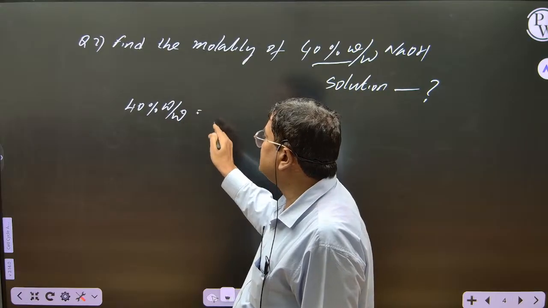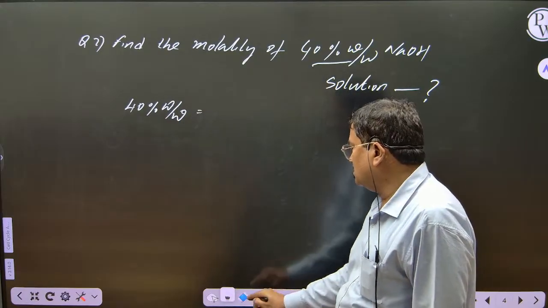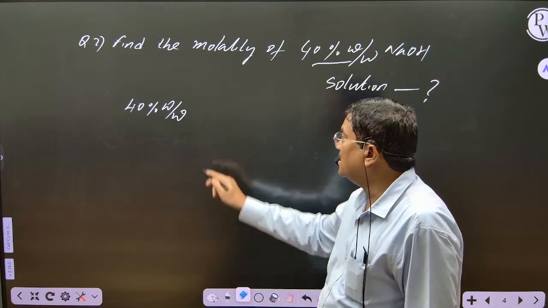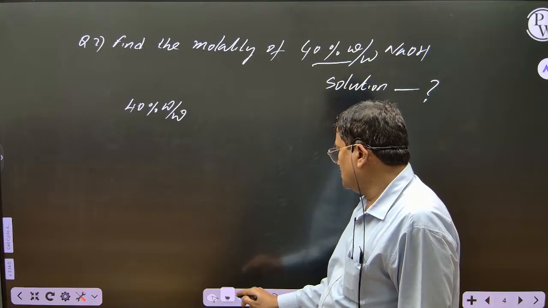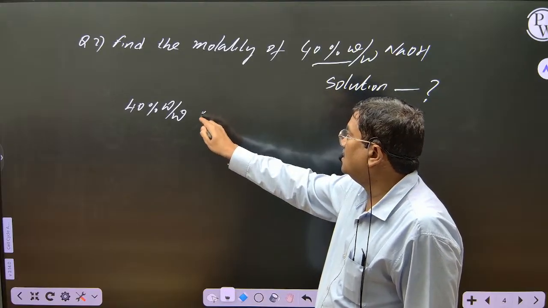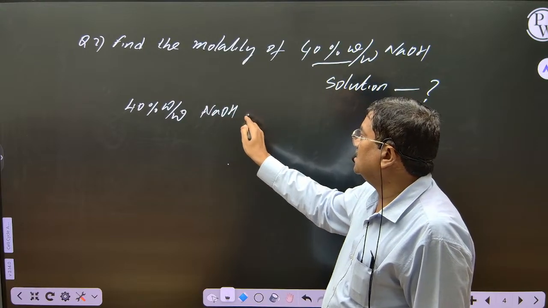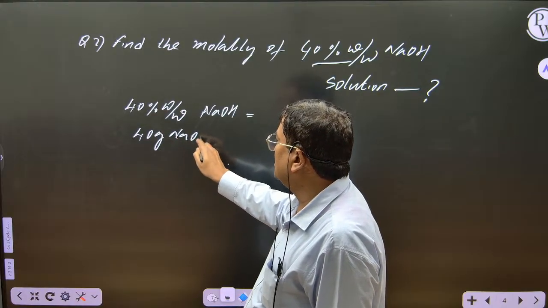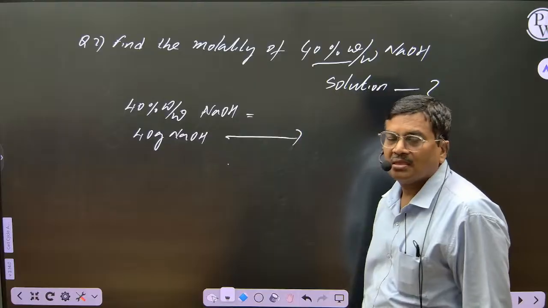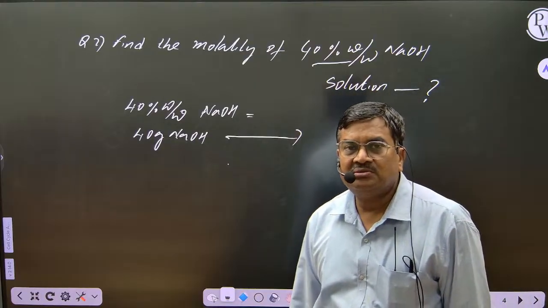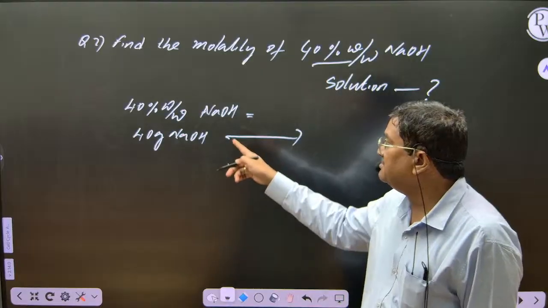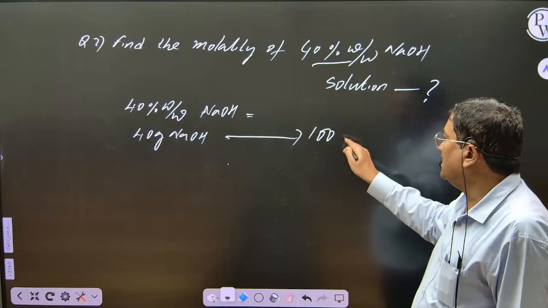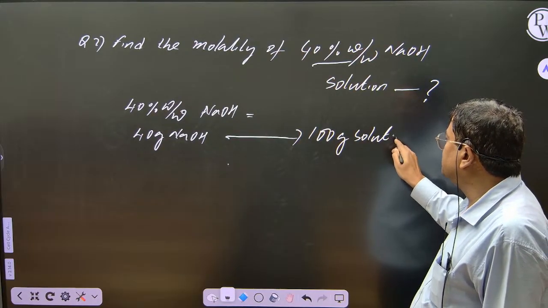Last class we discussed, 40 grams of caustic soda. What is that substance he is saying? NaOH, no? This 40 grams of caustic soda. So what does it mean? 40 grams of NaOH is present in how many grams of solution? 100 grams of solution, no? Are you following? 40% W by W means 40 grams of NaOH is present in 100 grams of solution. Getting the idea, all of you students?